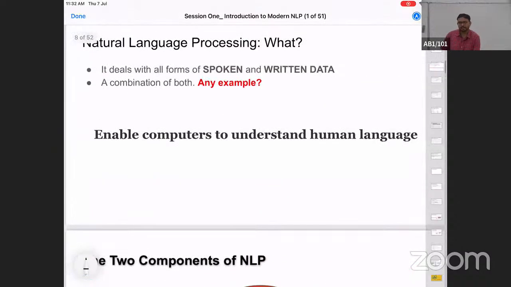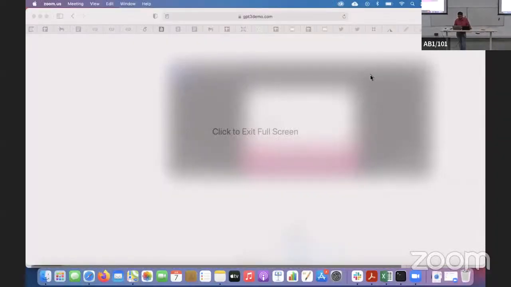Okay, before that, let me show you one more demo. This is a very recent demo created by Google Research. Is my screen visible? Yeah, anyone.